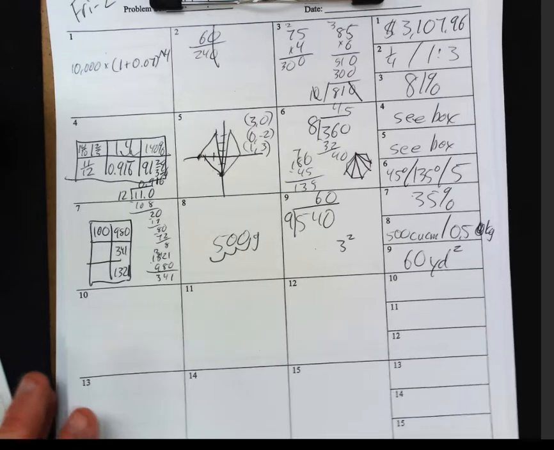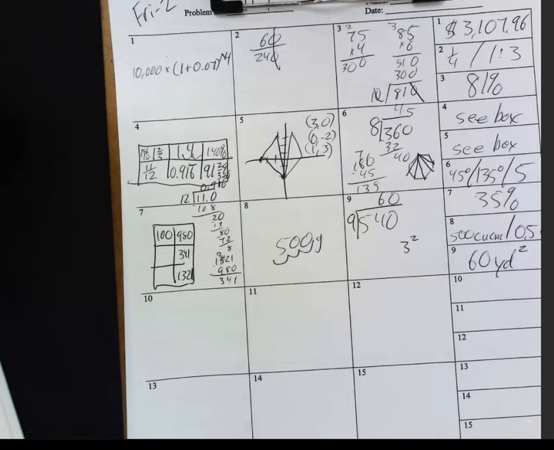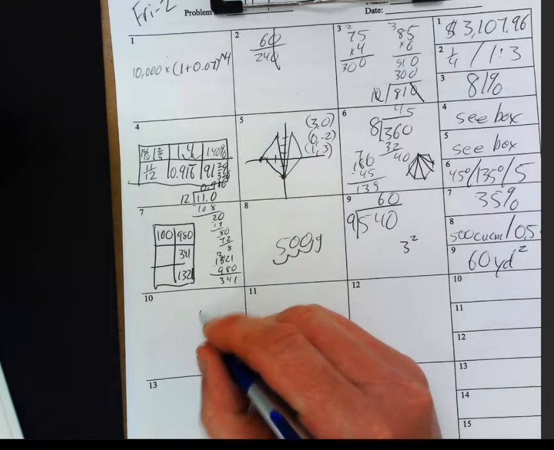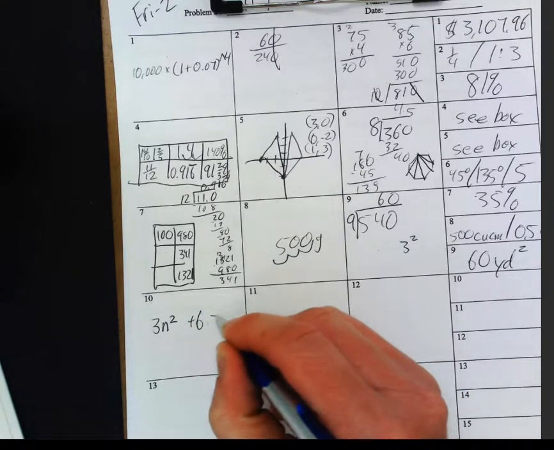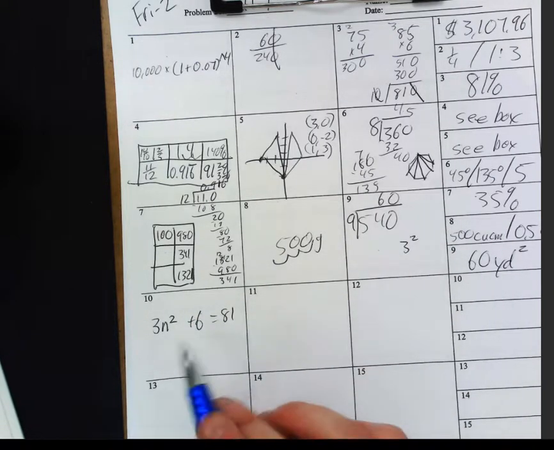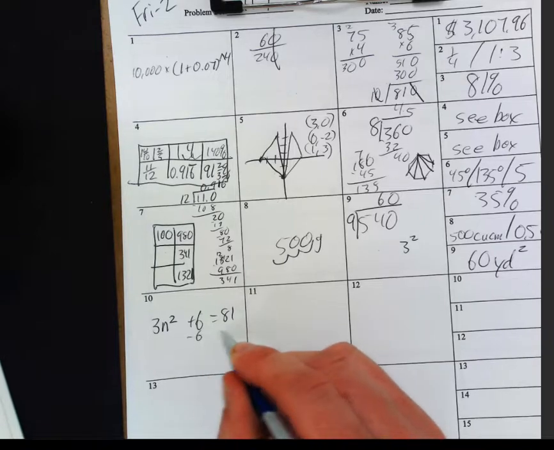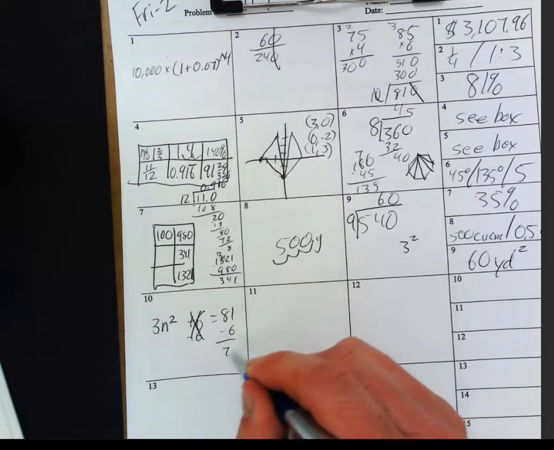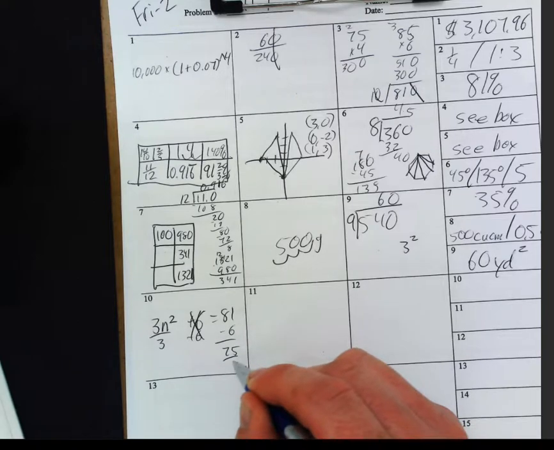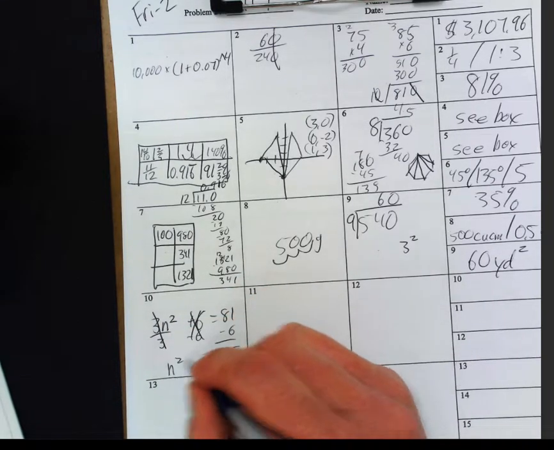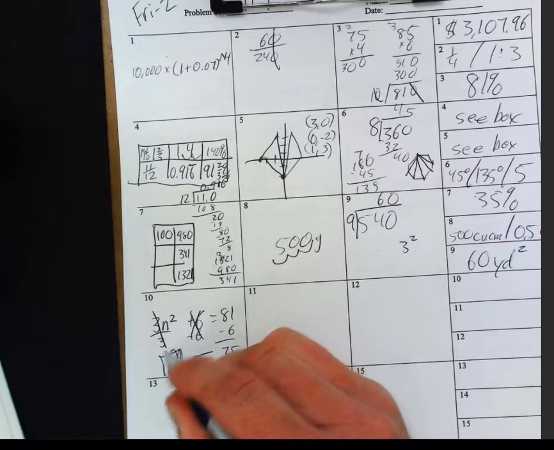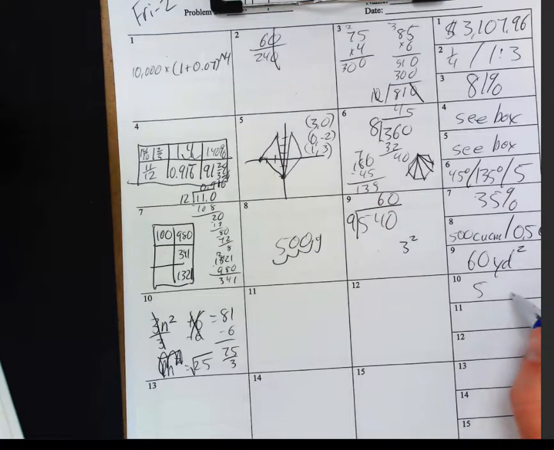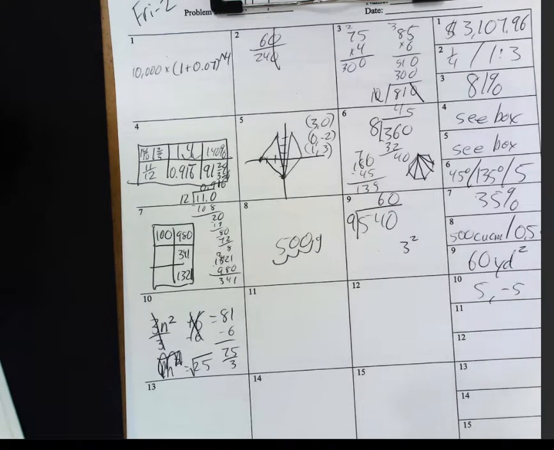Number 10, write an equation to solve this problem. 6 more than 3 times what number squared is 81? 6 more than 3 times the number squared is 81. So that's how you write it. Now we solve it. Minus 6, minus 6. Cancels, down to 75. Divide by 3, divide by 3. Cancels, gives me 25. Square root, cancels, n is 5, and -5.